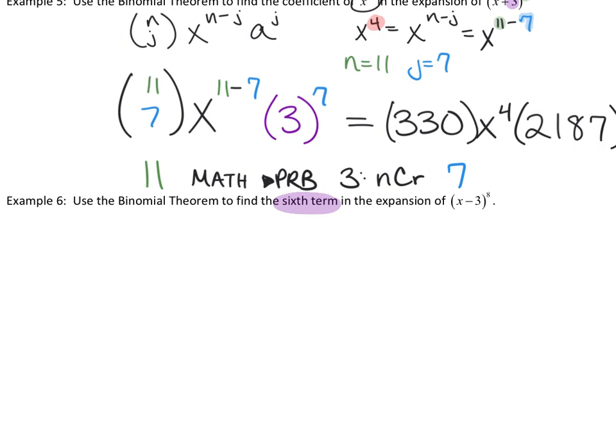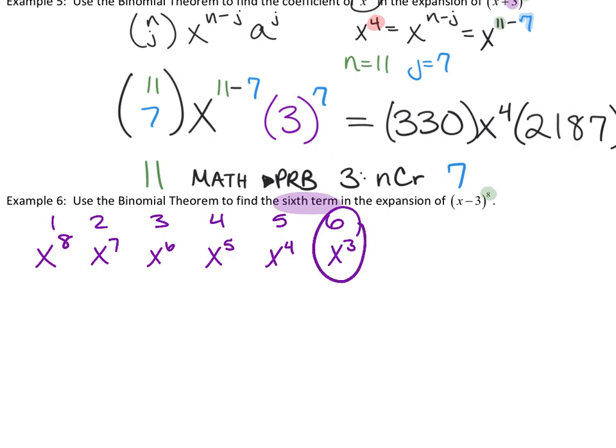For this one, though, we have to kind of work backwards a little bit. We don't know what power the 6th term is. So if we list it out, 1, 2, 3, 4, 5, the 6th term, which is what we want. What would be the first power in this sequence? It would be x to what power? To the 8th, yeah, to the n power, to the biggest power it can be, 8 coming from here. Which means the second term is going to have x to what power? And then x to the 6, then x to the 5, then x to the 4, then x to the 3. The reason I need that is because I need to know the power of x for that particular term.